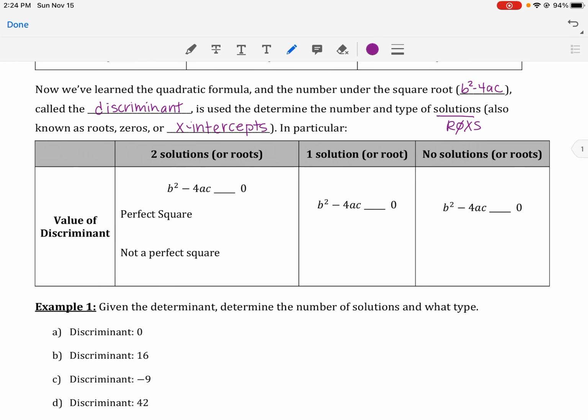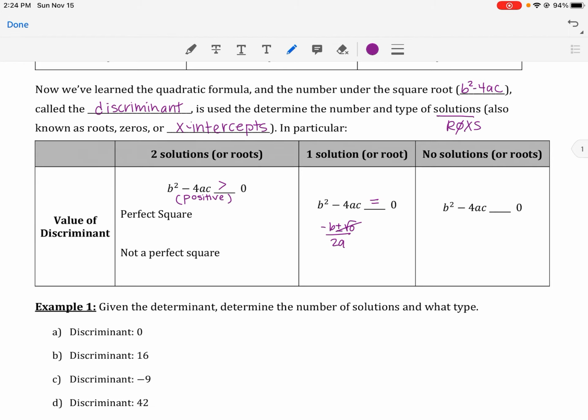In particular, if we want to think about the value of the discriminant, what we're taking the square root of, if it is positive, so if b squared minus 4ac is greater than 0, then it's going to have two solutions. If it's strictly equal to 0, it means that it has just one solution. That's because you'll have negative b plus or minus the square root of 0 all over 2a. Notice how the plus or minus just disappears.